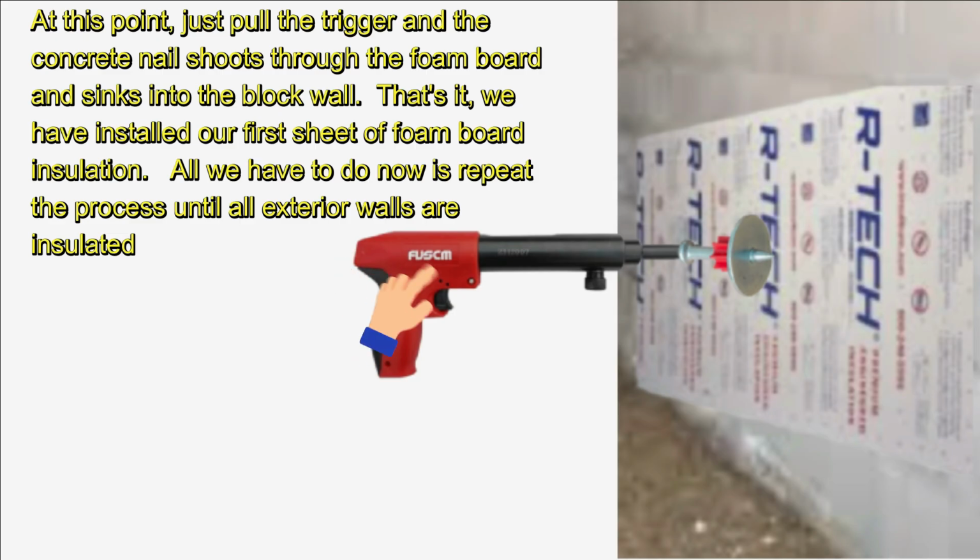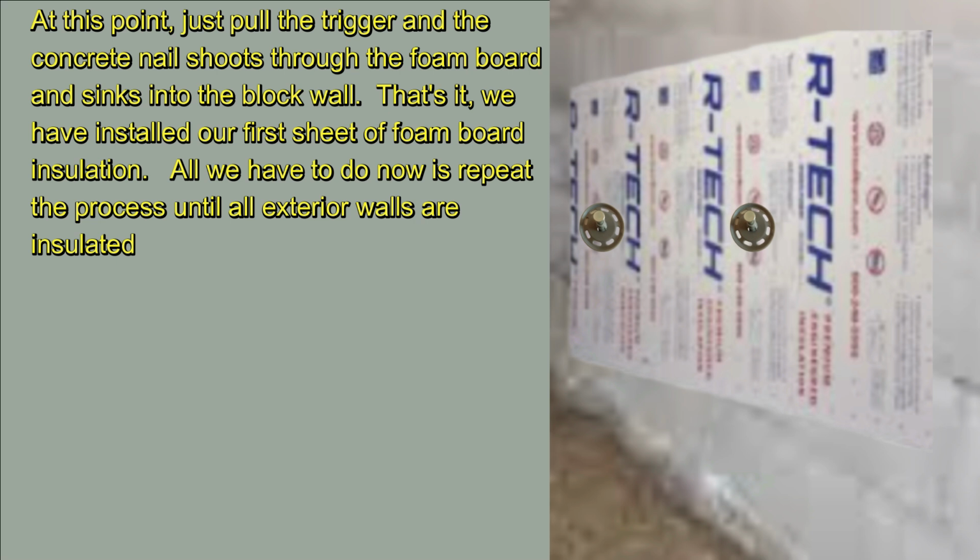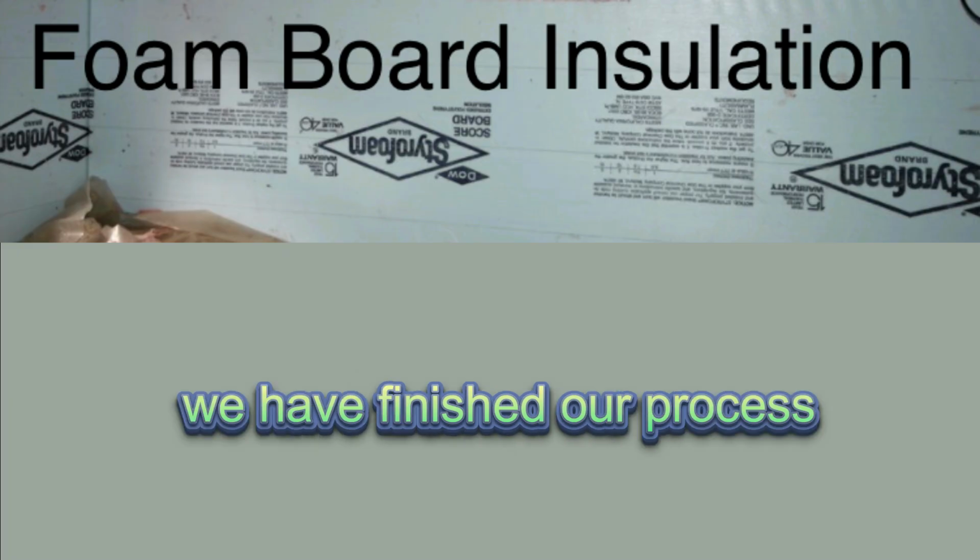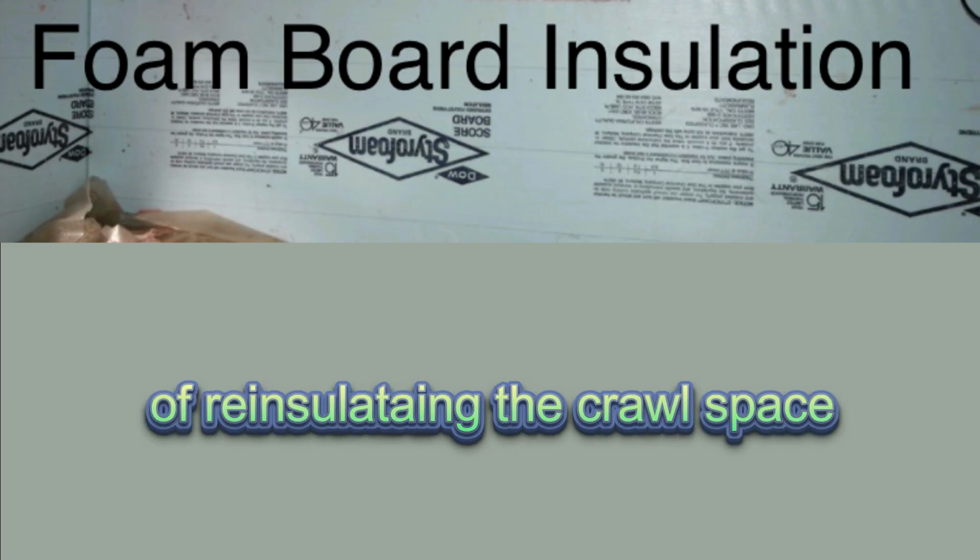At this point, just pull the trigger and the concrete nail shoots through the foam board and sinks into the block wall. That's it. We have installed our first sheet of foam board insulation. All we have to do now is repeat the process until all exterior walls are insulated. At this point, we have finished our process of re-insulating the crawl space.